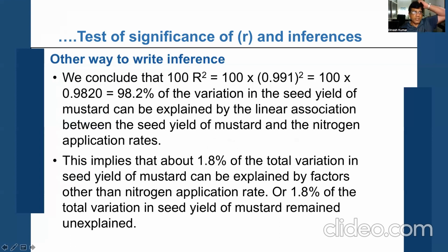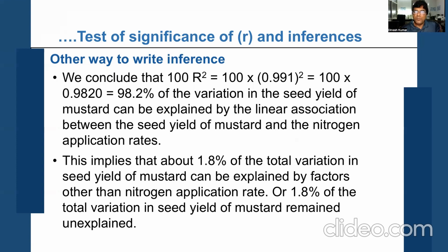Another way to write this: we conclude that 100 R square... See the other ways of interpretation of the correlation coefficient. How else can we write it? We conclude that 98.2% of the variation in the seed yield of mustard can be explained by the linear association between the seed yield of mustard and the nitrogen application rate.